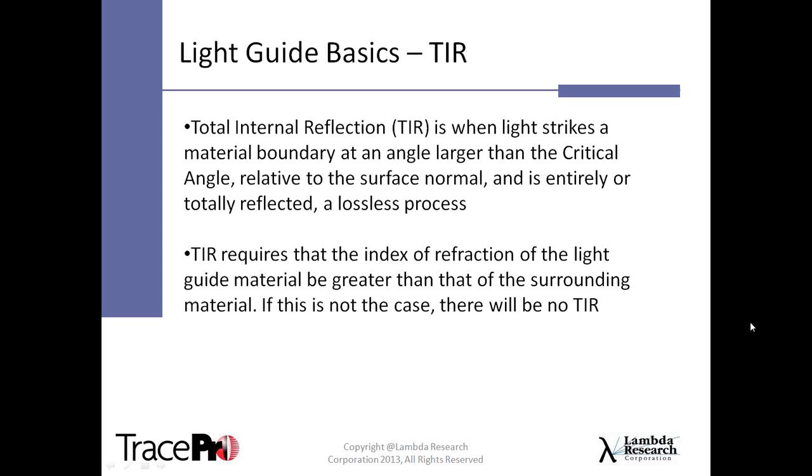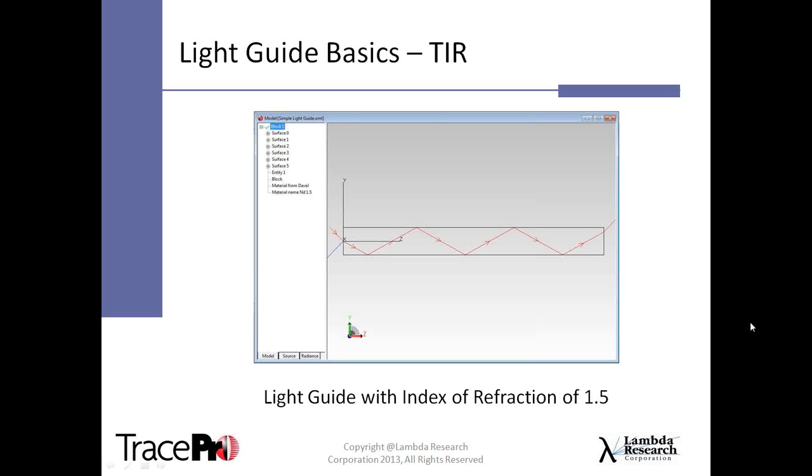TIR requires that the index of refraction of the light guide material be greater than that of the surrounding material. And if this is not the case, there will be no TIR. I mentioned in a previous slide that a typical light guide material will be a plastic or a glass, so this may have an index of refraction around 1.5. And the typical surrounding material is air, which would have an index of 1, so we would get TIR in a case such as this.